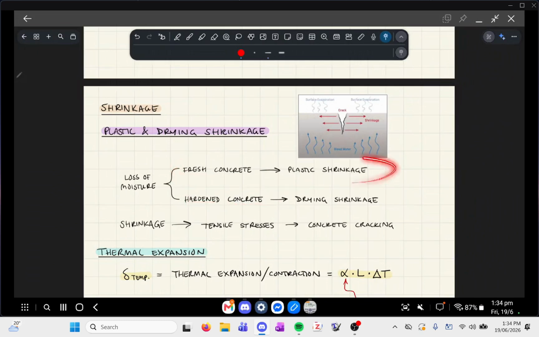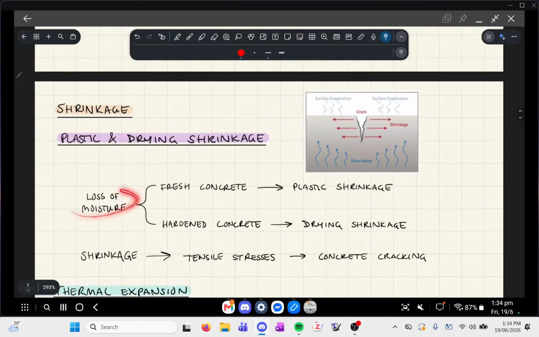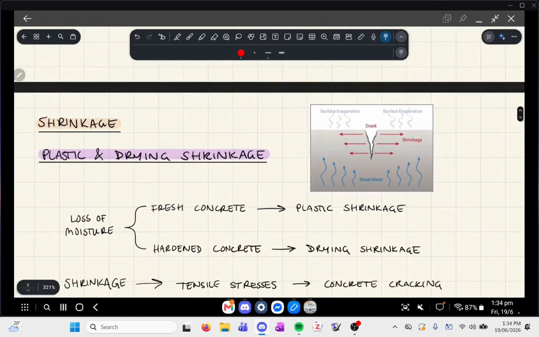So for fresh concrete, when shrinkage occurs, we're talking about plastic shrinkage, or rather the physical shrinkage is referring to the plastic shrinkage. Whereas for hardened concrete, it's called drying shrinkage. Okay, so what is shrinkage? It's basically due to a loss of moisture, and this essentially happens in 2 parts, right?